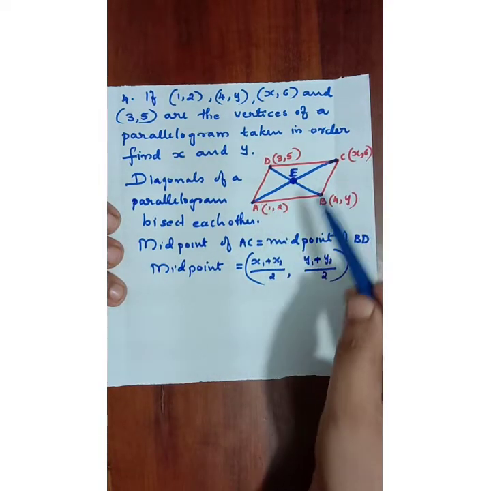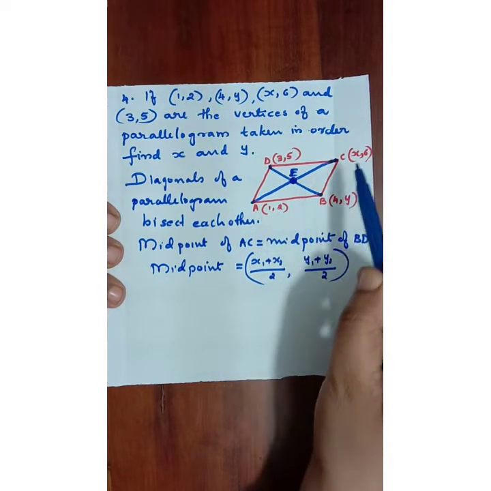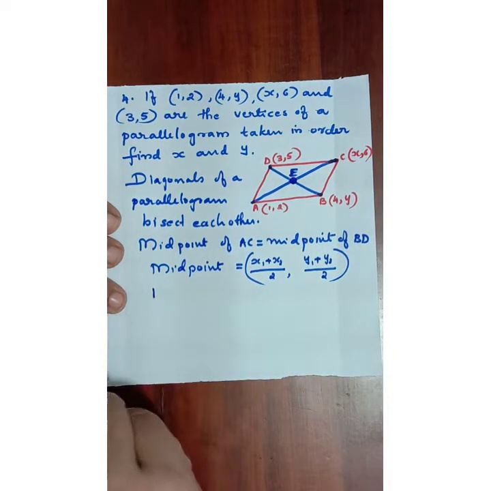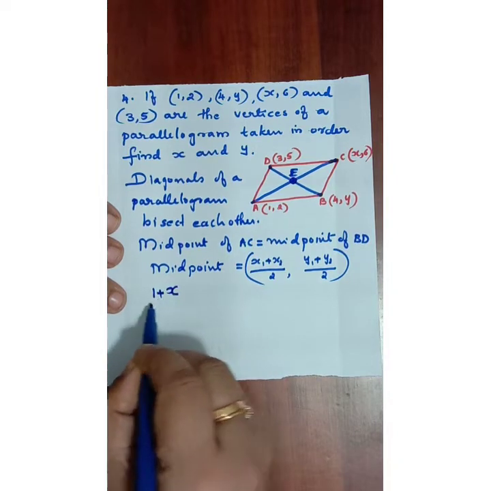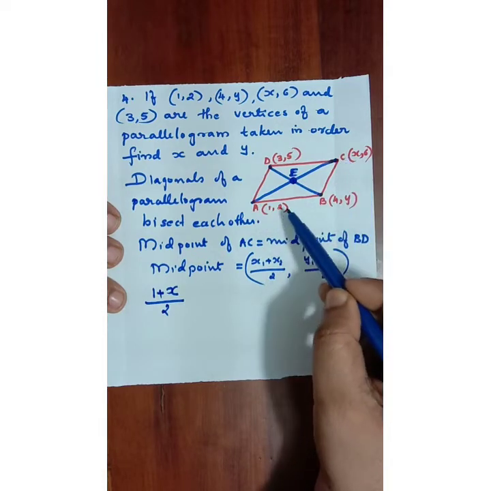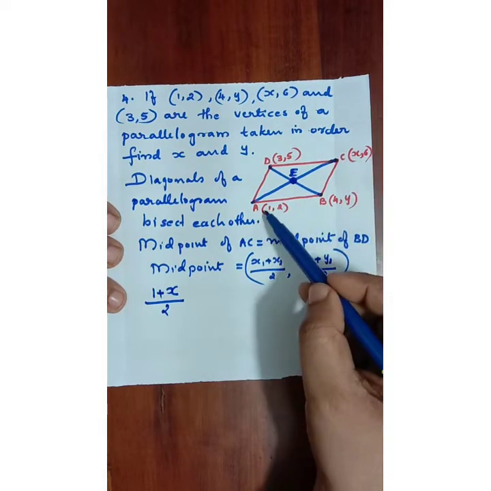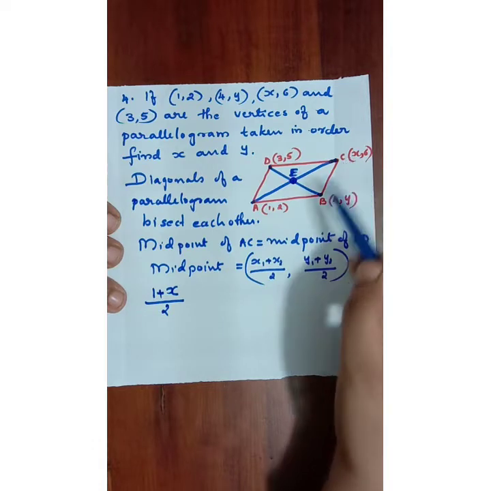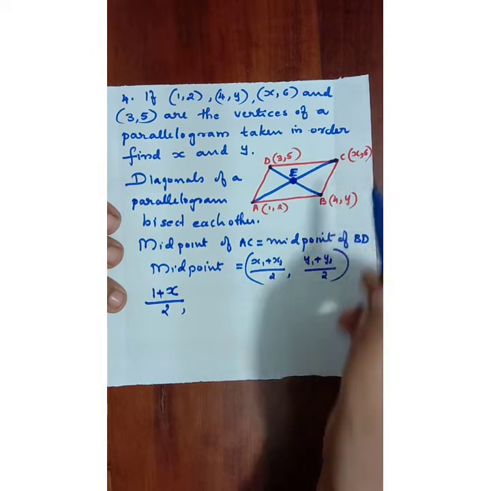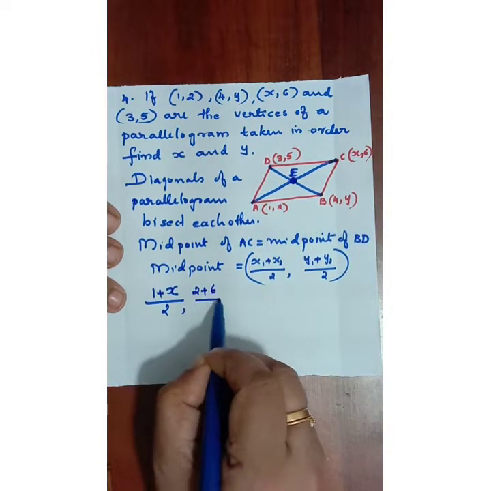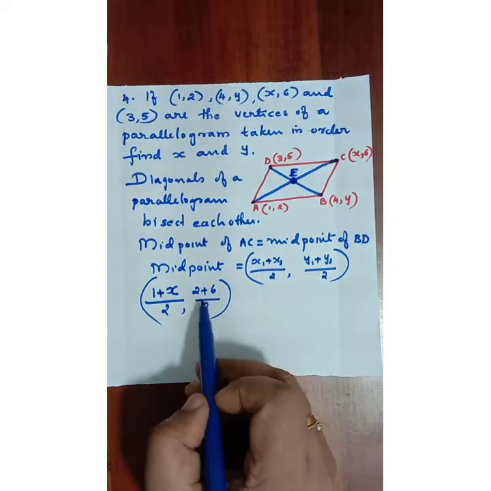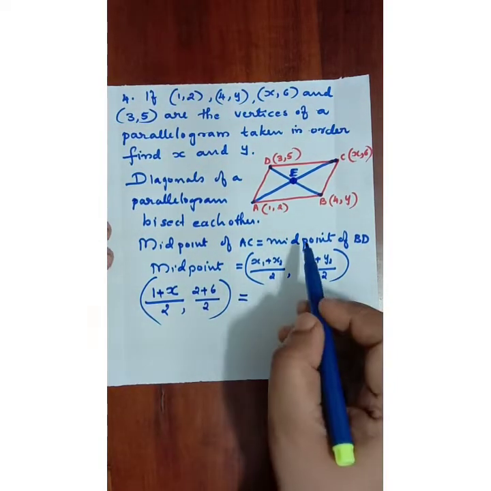Here we are going to find out for A, it is x1 y1, x2 y2. So, midpoint of AC we will write x1 plus x2 by 2. See again, for AC it is x1 y1, x2 y2. x1 plus x2, 1 plus x by 2, comma y1 plus y2, 2 plus 6 by 2. That is the midpoint of AC. We completed the midpoint of AC. That's equal to the midpoint of BD.